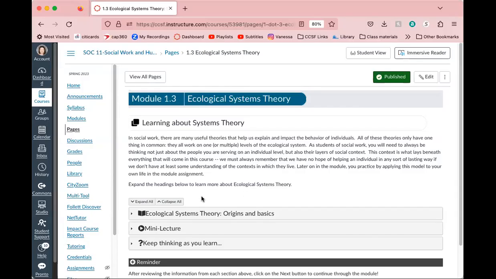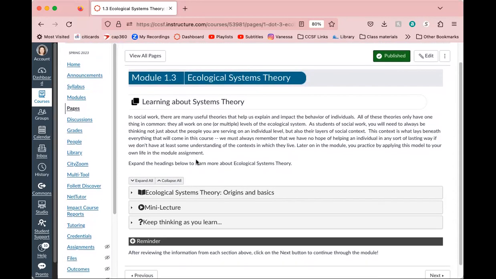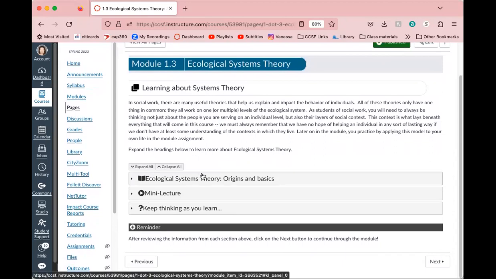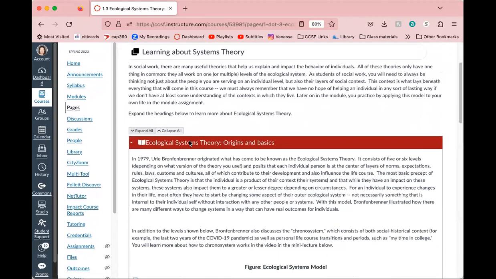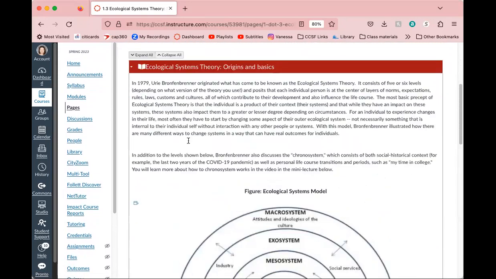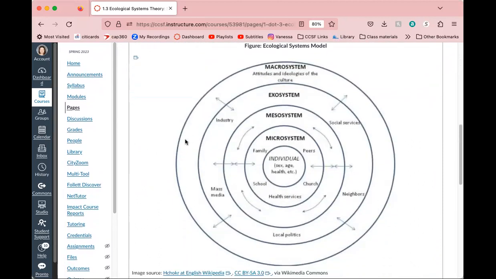Here we are. Okay. So I'm not actually starting on the page with the assignment. I'm starting on 1.3, which is a couple of pages before the assignment, and it describes what ecological systems theory is. If you expand the tabs, you have a diagram here. This is a really good representation of what your diagram should look like in the assignment.